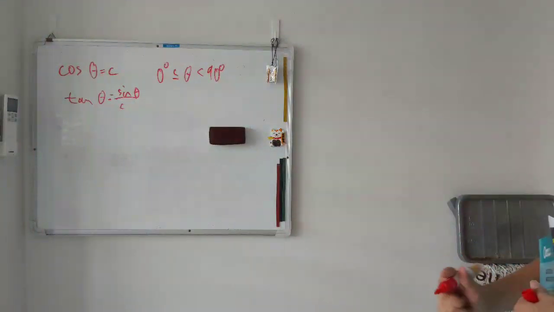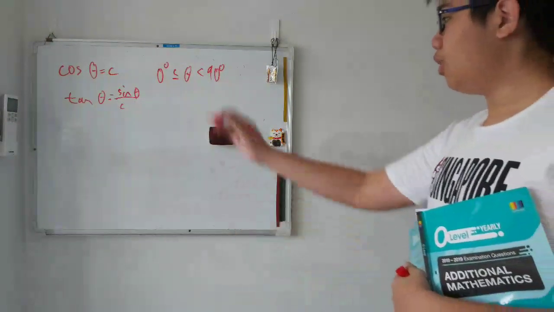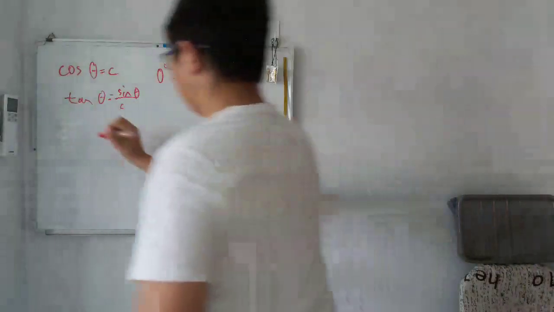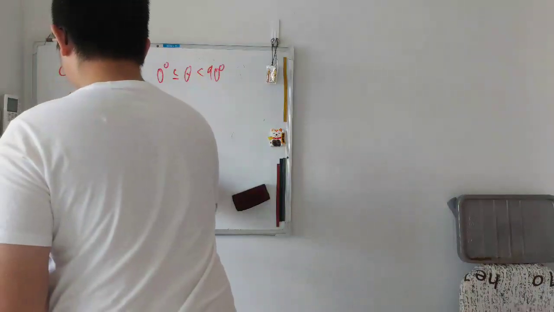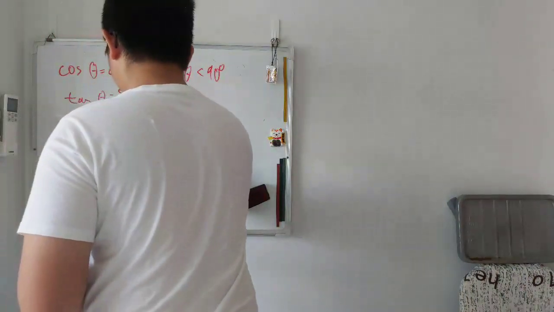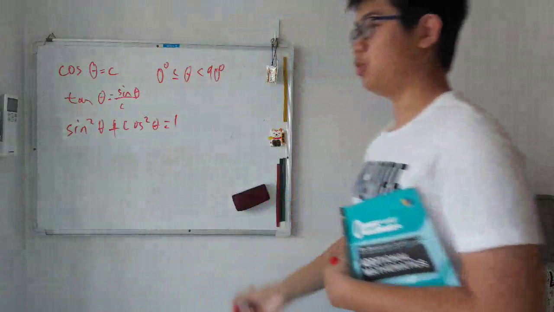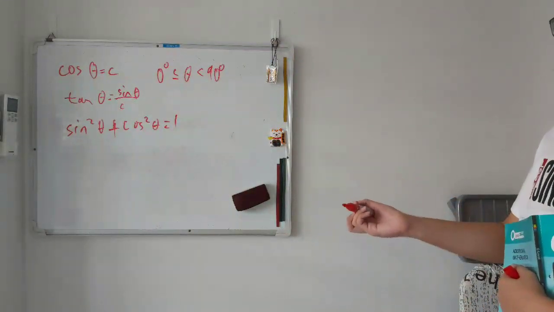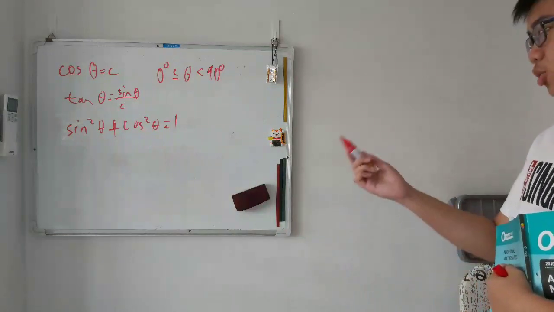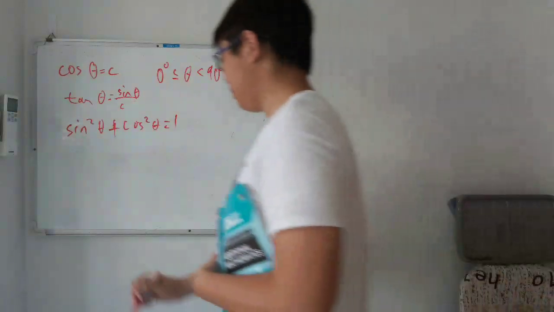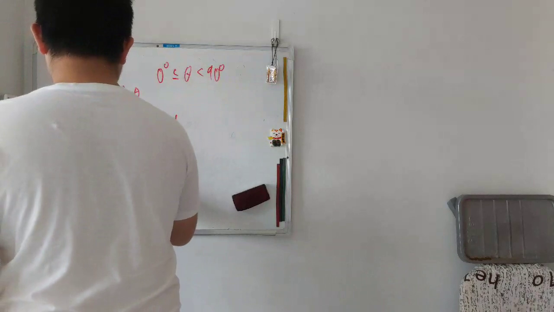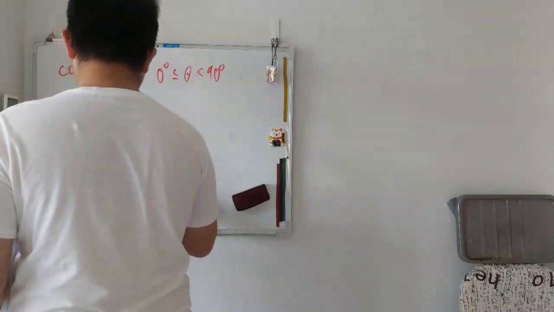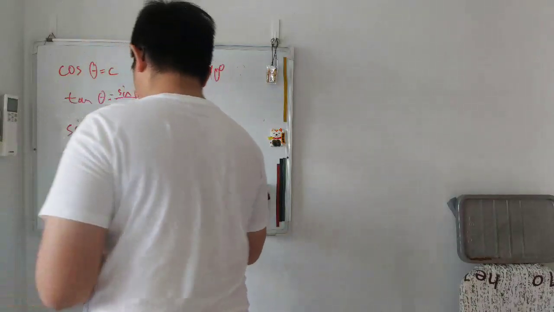Okay? Then what is sine theta in terms of C? Let's use this identity: sine squared theta plus cosine squared theta equals 1. If you don't know this identity, then what are you doing? It's literally in the TYS. It's literally in any exam that you take. Okay, so let's now make sine squared theta the subject. Sine squared theta is equal to 1 minus cosine squared theta.